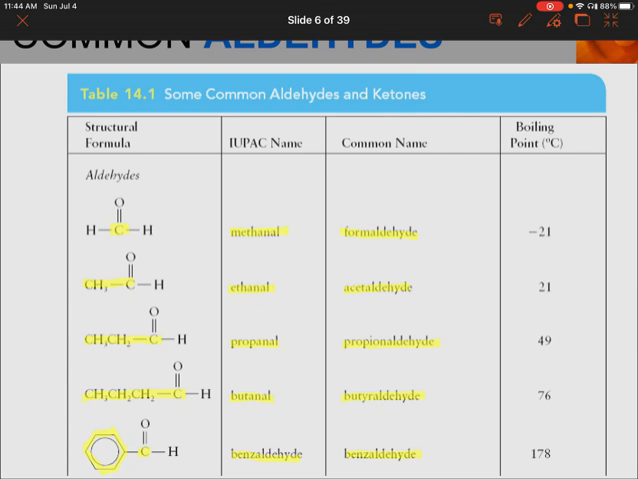Now, one other thing to notice on the side here is we have the boiling points listed for each of these different aldehydes, and you can see that it increases with an increasing molecular weight. So the more carbons and hydrogens you have on your molecule, the more energy you'll need to break apart those molecules from each other. So you're going to have a higher boiling point as a result.